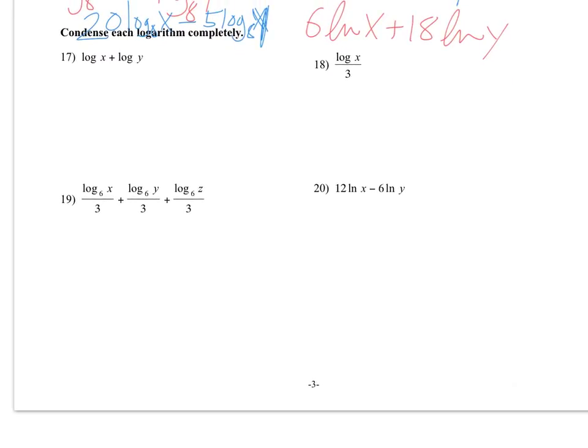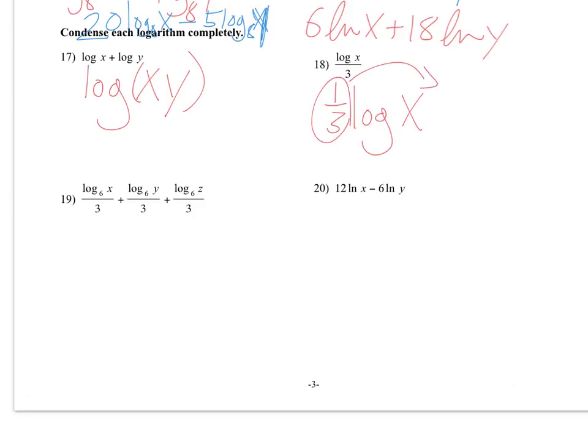Condensing: if I'm adding two things, that's the same as multiplying them, so that'd be log of xy. For the next one, I'm going to convert this to 1/3 log x, bring that power up. We get log of x to the 1/3, a totally acceptable answer. It's also lovely if you wanted to write log of the cube root of x.